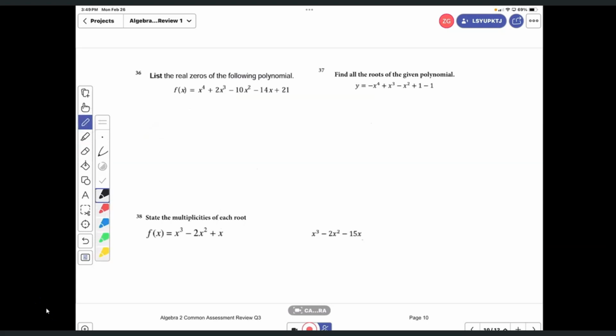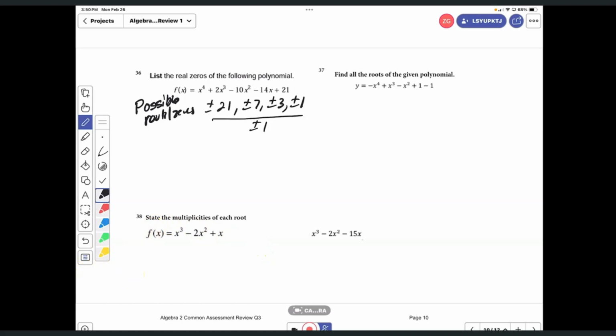List the real zeros of the following polynomials. So I'm going to use the rational root theorem to look for the possible zeros. You look at the constant 21, plus or minus 21, plus or minus 7, plus or minus 3, plus or minus 1. And you're dividing by 1, right? So these are all the possible roots.